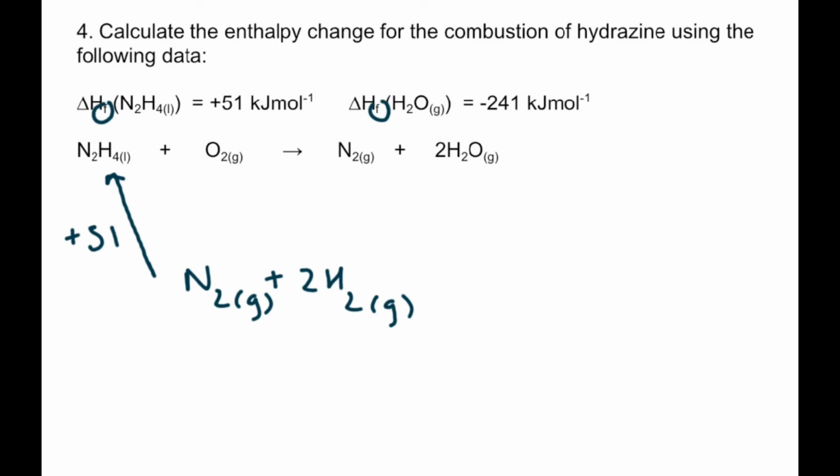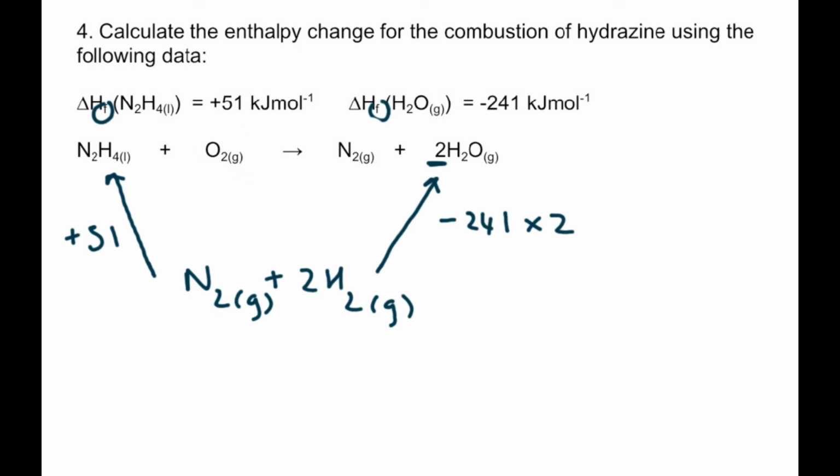You've been given the value for the formation of water, but you've got to be careful because it says 2 waters, so you're going to need to do minus 241 times 2. Now you haven't been given a value for oxygen and nitrogen because the standard enthalpy change of formation of an element from its element is 0. You can't form an element from an element, it's already an element. So those values are 0, and that's why they've not been included.